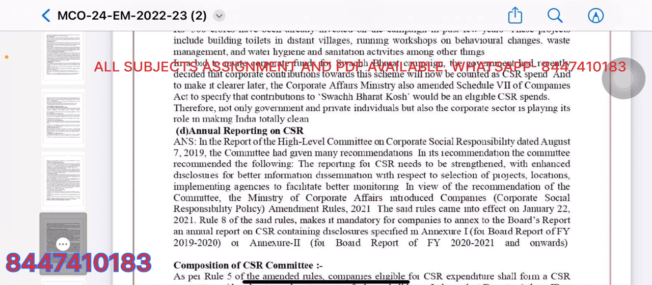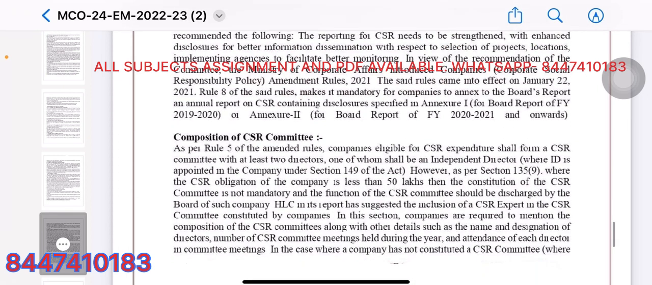In view of the recommendation of the committee, the Ministry of Corporate Affairs introduced the Companies Amendment Rules 2021. The said rules came into effect on January 22, 2021. Rule 8 of the said rules makes it mandatory for companies to annex to the board report an annual report on CSR containing disclosures specified in Annexure 1. Composition of CSR committee. As per Rule 5 of the amended rules, companies eligible for CSR expenditure shall form a CSR committee with at least 2 directors, one of whom shall be an independent director appointed in the company under Section 149 of the Act.